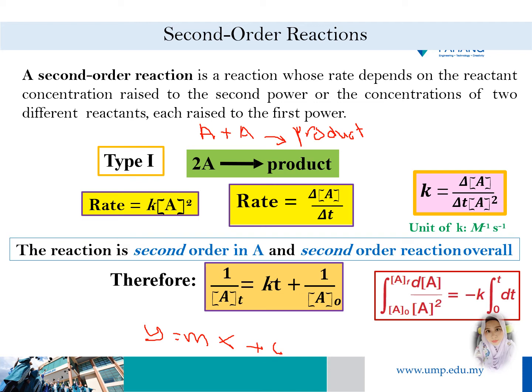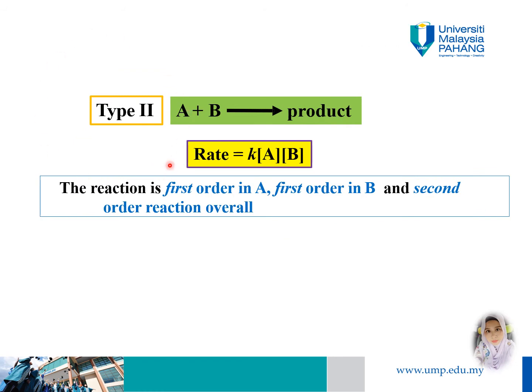versus t. So for the second type of second order reaction, for example, you have different reactants A and B reacting together to form a product. So the rate of reaction is equal to the constant k times the concentration of A and the concentration of B. This means that the order of species A is equal to 1, while for B it is also 1. So the overall order is equal to 1 plus 1 is equal to 2.